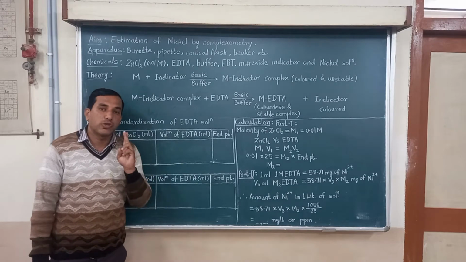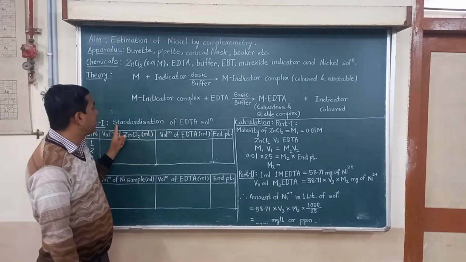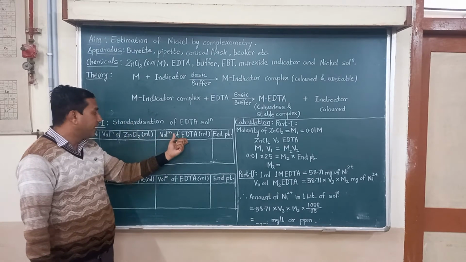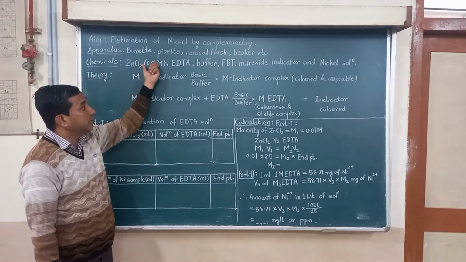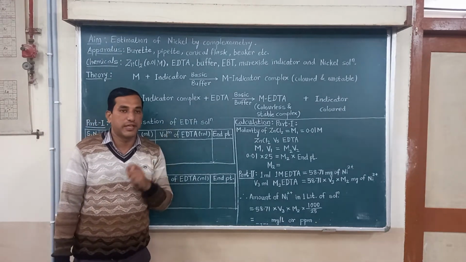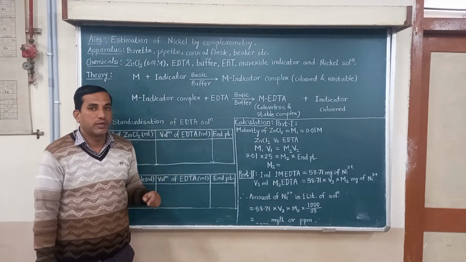This titration is also performed in two steps. The first step is standardization of EDTA, where we standardize the EDTA by using a standard solution of zinc chloride, and the second part is estimation of nickel present in the given sample solution.